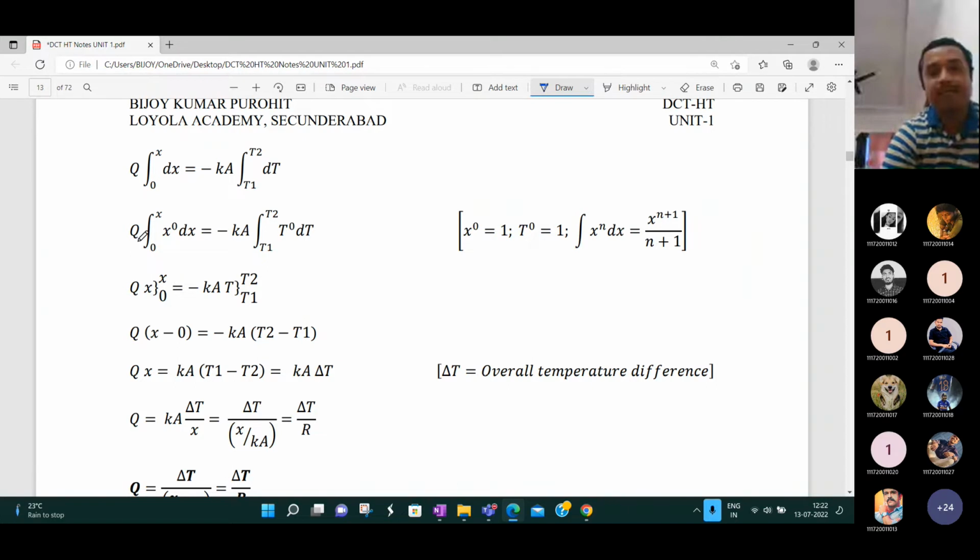Then what we did? We have to integrate it. So we put x to the power 0 and t to the power 0. Here x to the power 0, here t to the power 0. Okay. Then what will be?